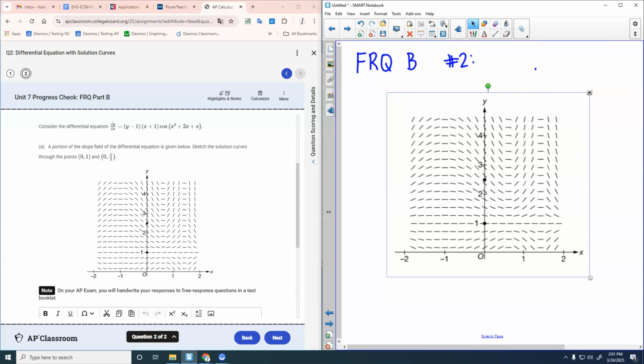So for part A, it gives a slope field for this differential equation and says to sketch the solution curves through the points 0, 1, and 0, 5 halves. So this right here is the point 0, 1. The solution curve that goes through it looks like this. It is that horizontal line because all of the slopes just line up in a line right there.